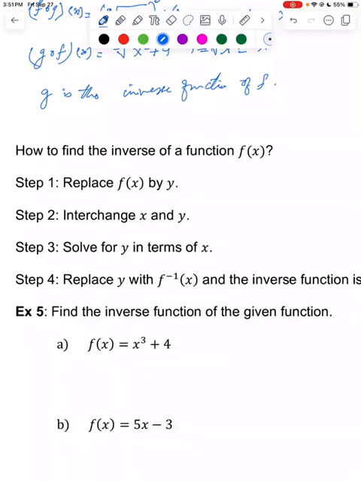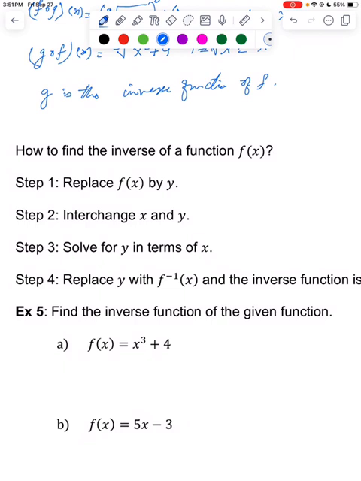Okay, so last video for section 2.8. We saw how to figure out whether two functions are inverses of each other, and also we saw an example where a graph is given and how to sketch the graph of the inverse function. Now we want to see how we can find the inverse function if we are given the equation of a function. If the function is given in terms of an equation, how can we find the inverse function?